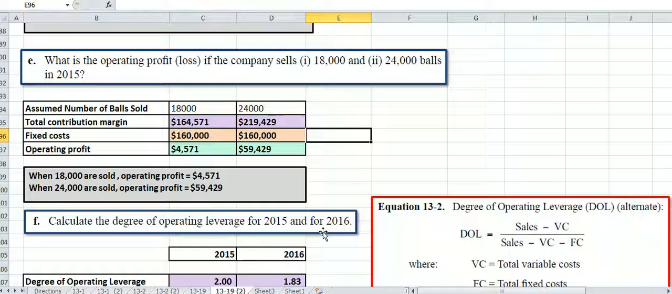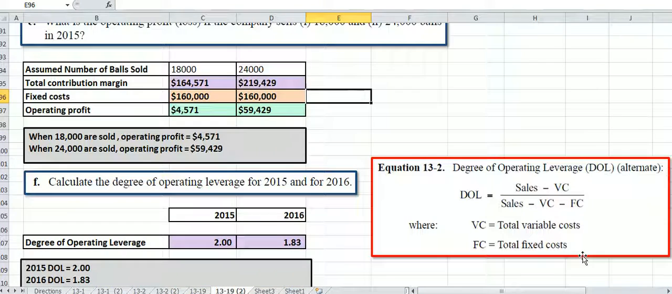Okay, now we're going to get into this idea of operating leverage. This is the formula that we're going to use. There's another formula in the book that you can use, and I'll let you read about that. But for this problem, we're going to use this formula where we take sales minus variable cost, divided by sales minus variable cost minus fixed cost.